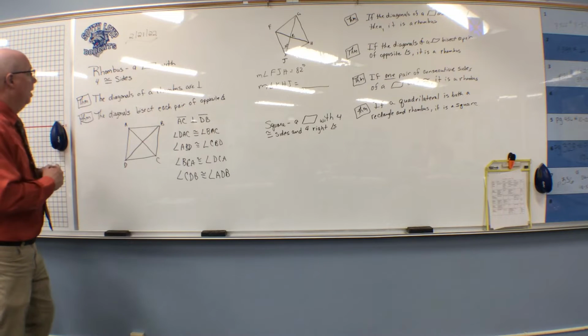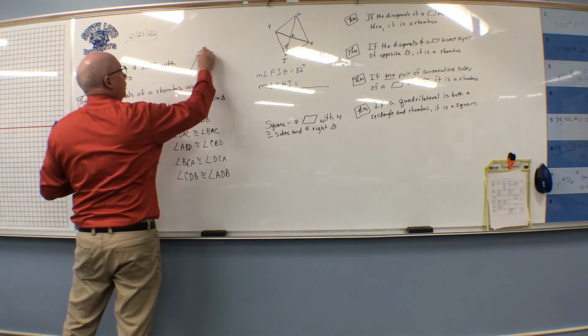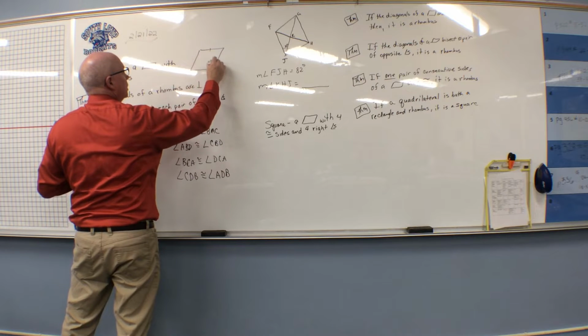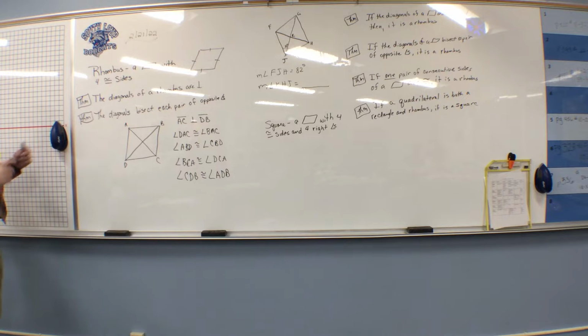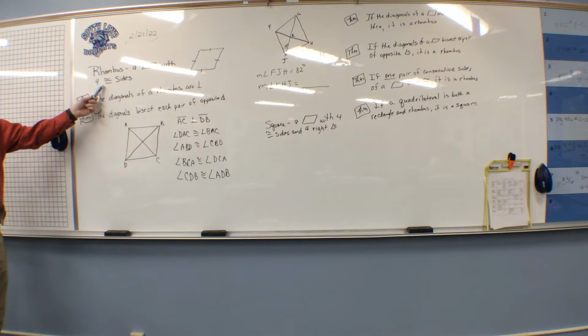Okay, so a rhombus, if I want to add stuff to my notes, looks like this. Now, there's two theorems. This is by definition a parallelogram. You can't call it a quadrilateral. You have to call it a parallelogram with four sides congruent.